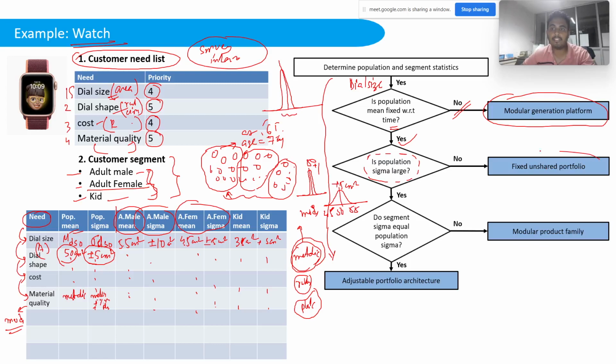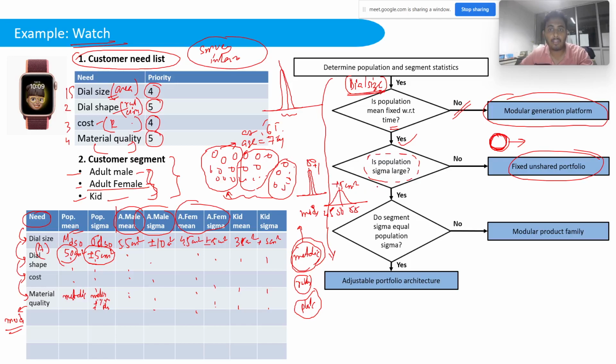Then you go for a fixed and shared portfolio. That means you offer only one fixed size of the dial, and then you can go ahead in the market. So these are specific to particular needs, and you need to go one by one through this checklist.